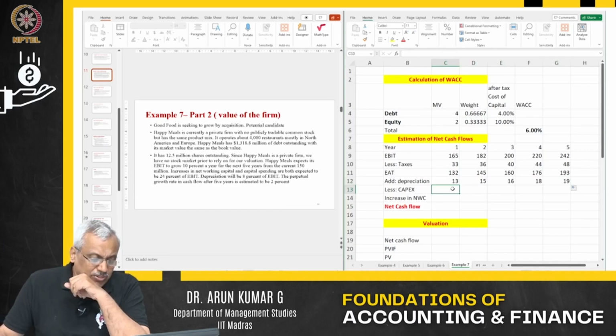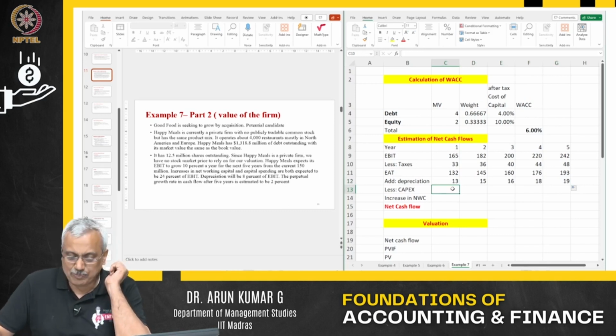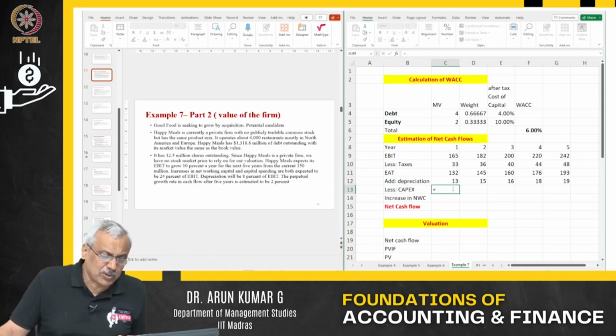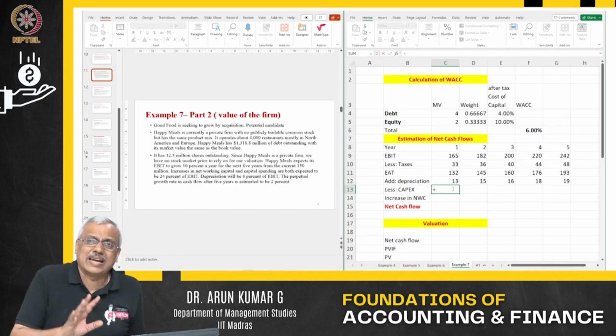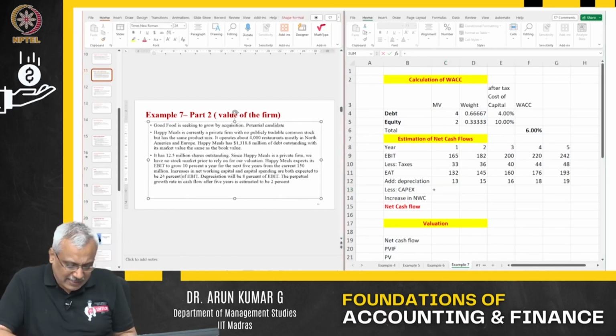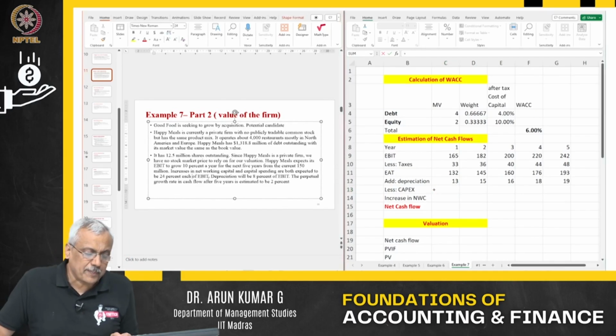Now, I reduce capex. The increase in working capital and capital spending are both expected to be 24% of EBIT each. I think the word each is missed out, you can add that word each here. 24% of EBIT each.